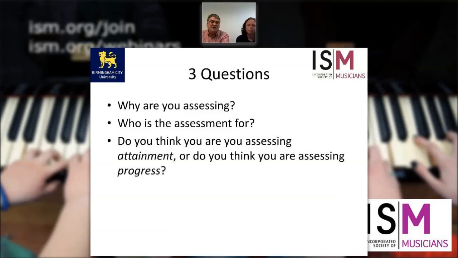But who is that assessment for then? Is the assessment for the deputy head? In which case, what sort of an assessment is it? And so the final question on this slide is, do you think you're assessing attainment or do you think you're assessing progress?